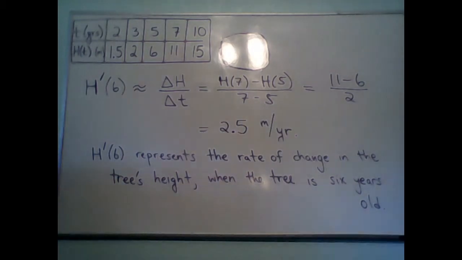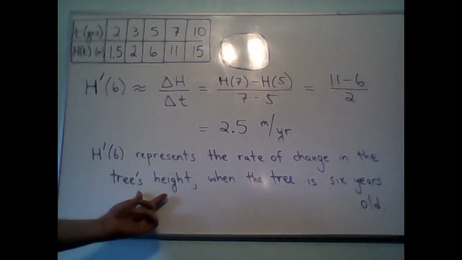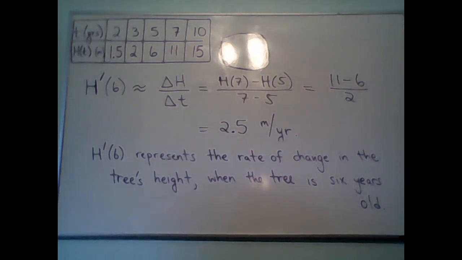So here's an interpretation. The h prime of 6 represents the rate of change in the tree's height when the tree is 6 years old. And it asks you to give that interpretation in context, so you better have the word tree in there somewhere. And you better have years probably as well. And if you just said h prime of 6 represents how fast the tree is growing when it's 6 years old, that would also get credit. Same meaning. Let's look at part B now.